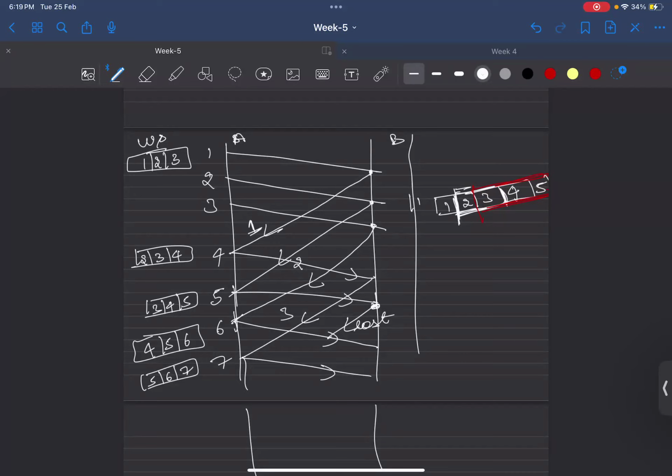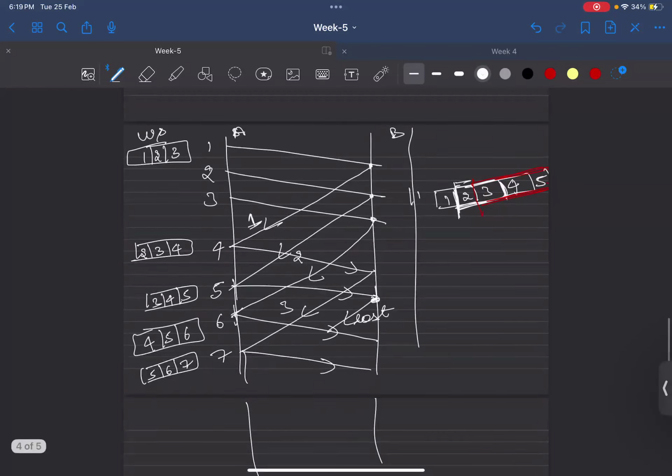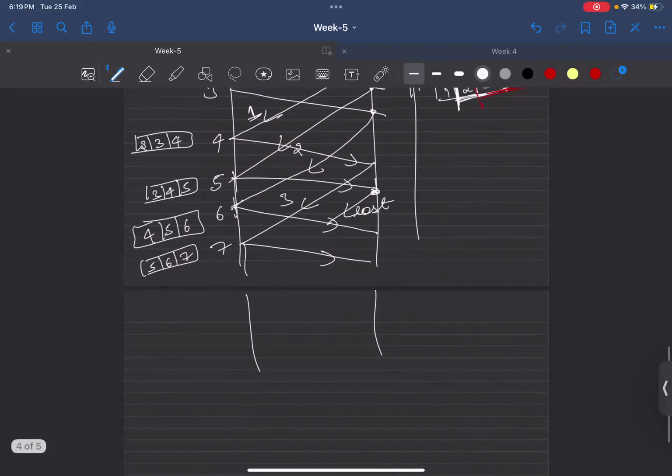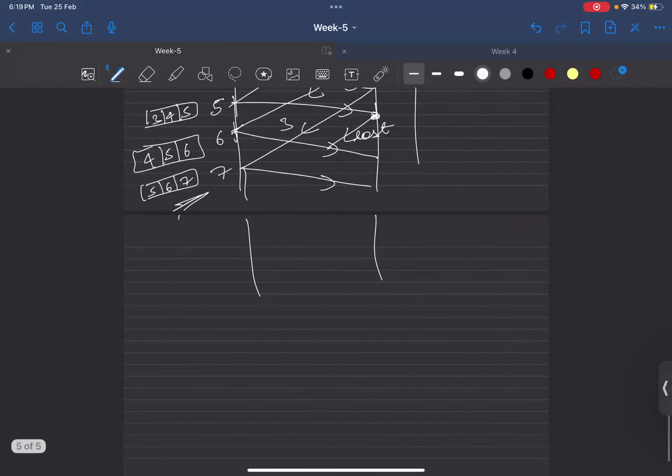Yes, the packets in the window 3, 4, and 5. Actually, the packets are 5, 6, 7 in the window. The window was 1, 2, 3.